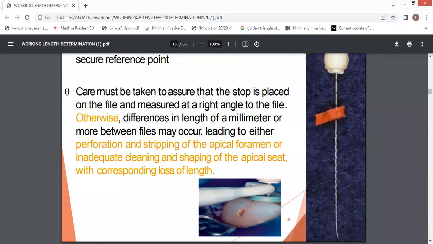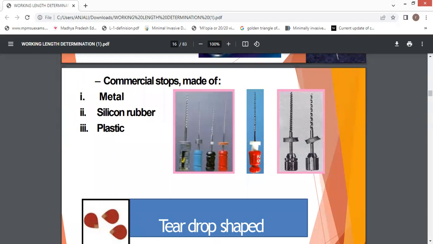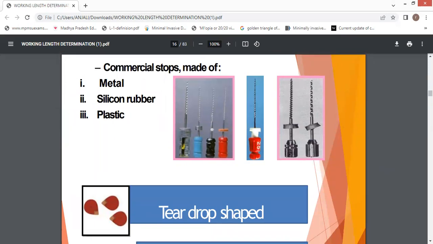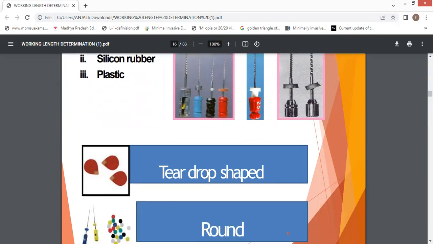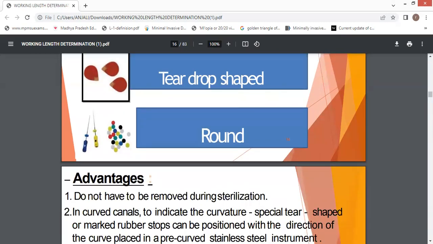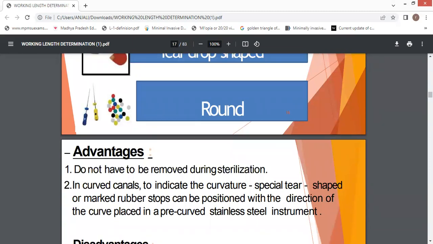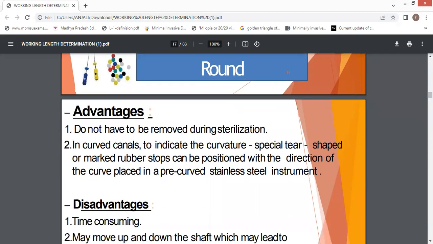Here you can see a curve with a stopper. Commercial stops are made of metal, silicone, rubber, and plastic, and are commonly present as a teardrop shape or round shape. Advantage: they do not have to be removed during sterilization. In curved canals, to indicate the curvature, teardrop-shaped or marked rubber stops can be positioned with the direction of the curve placed in a pre-curved stainless steel instrument.